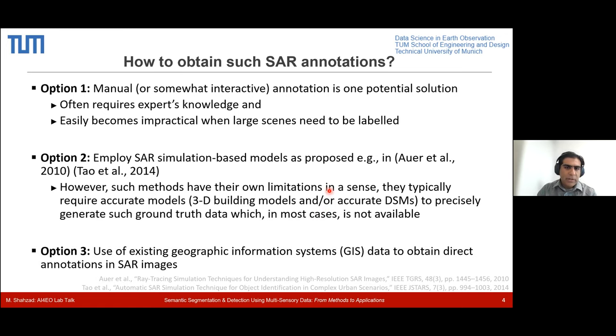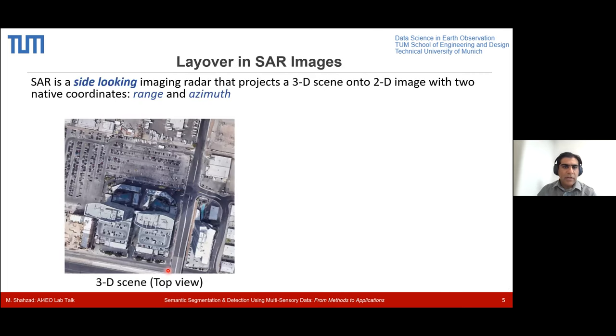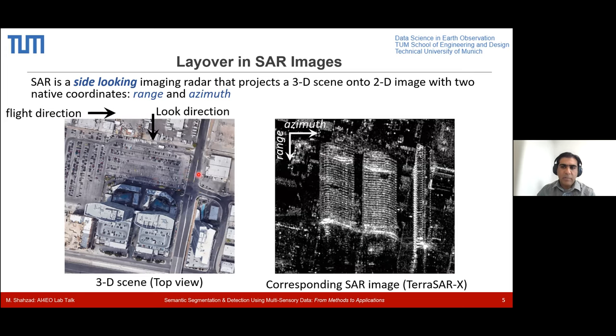There is also a third option, which is the use of existing geographic information systems data to obtain direct annotations in SAR images. At least from a hearing point of view, it seems a viable approach. But there is a problem: we can't directly use this GIS data to annotate SAR images, because of the different geometry of SAR images. To illustrate this, I'll show you an example. This is a top view of a 3D scene with three buildings. If the platform carrying the radar sensor is flying in this direction, and the look direction is slanted downwards like this, then this is the kind of radar image which gets formed.